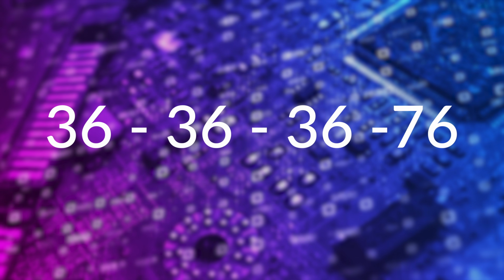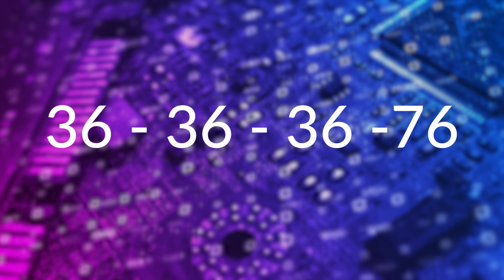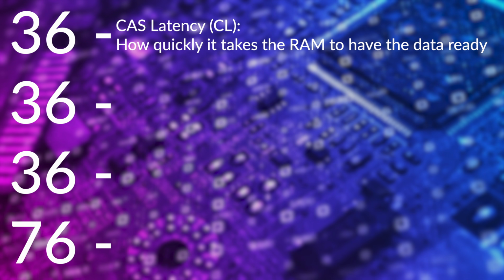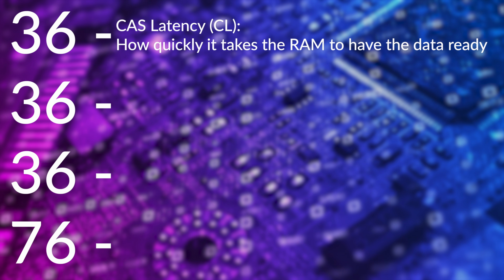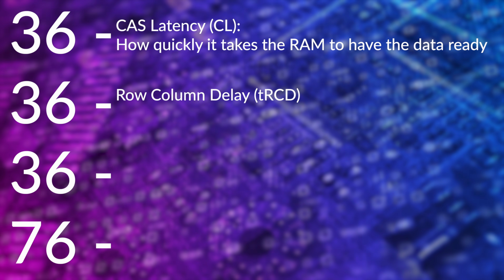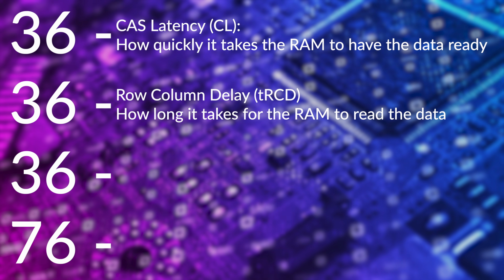Now moving on to RAM timings, which are also very important when selecting which RAM kit to use. The usual way of displaying this is a list of 4 numbers, such as 36, 36, 36, 76. Now let's break down what each of these means. The first number is CAS latency, CL, which is how quickly it takes the RAM to have the data ready. The second number is row column delay, tRCD. This is how long it takes for the RAM to read the data.